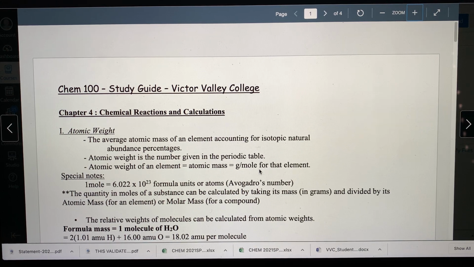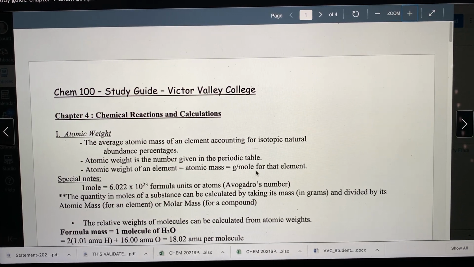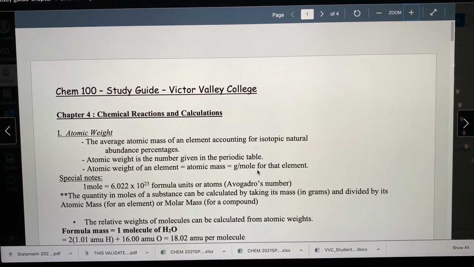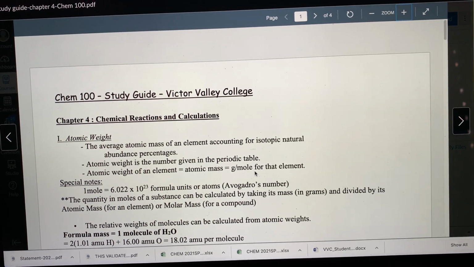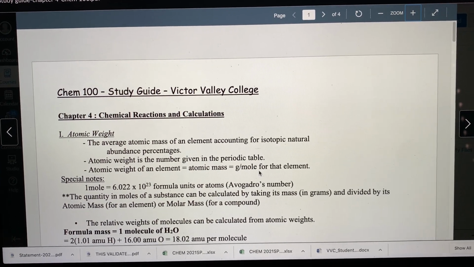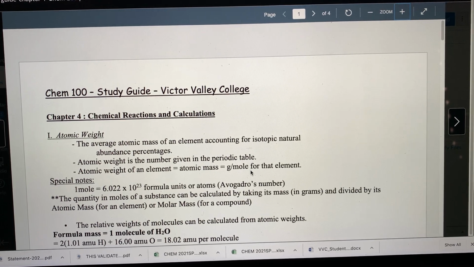So for carbon, it's 12.01, and that's gram per mole. Now, remember 1 mole. There are 2 ways to look at a mole. One is the quantity, and the other one is the mass. For the mass, you look at the periodic table, and you get the atomic mass.